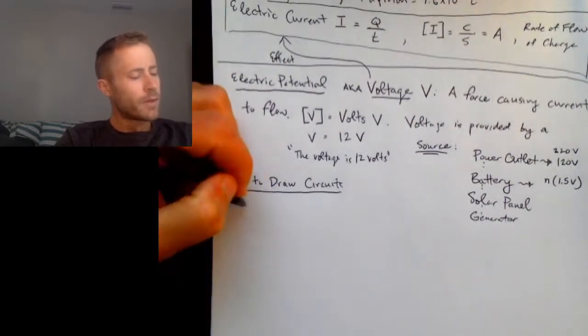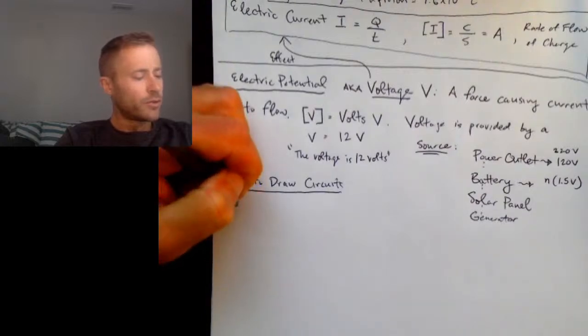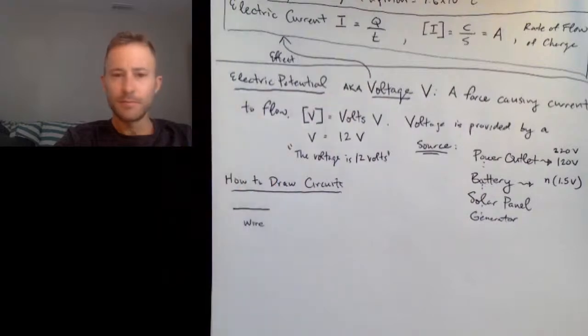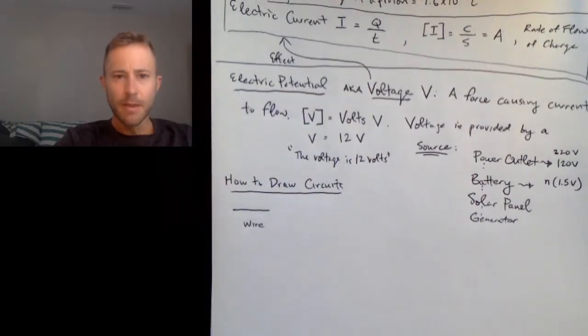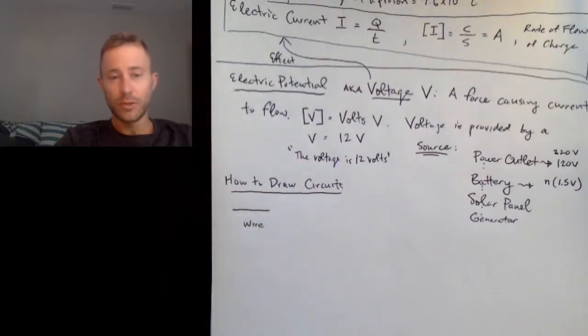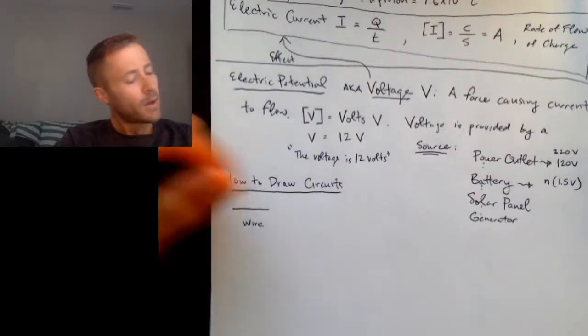So if you just draw a line, that's a wire. All right? So lines represent a wire, which is basically a pathway for electric current to flow.